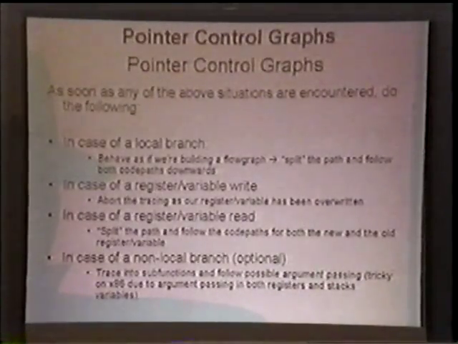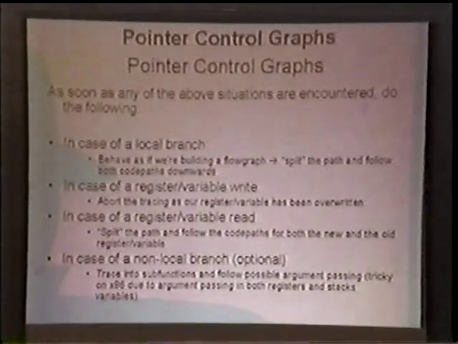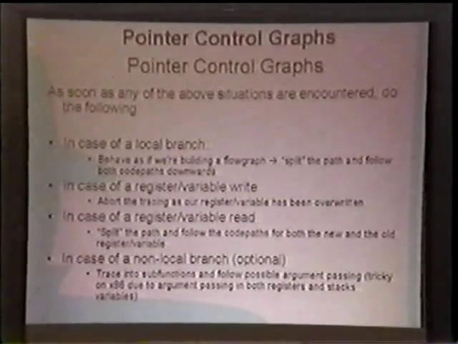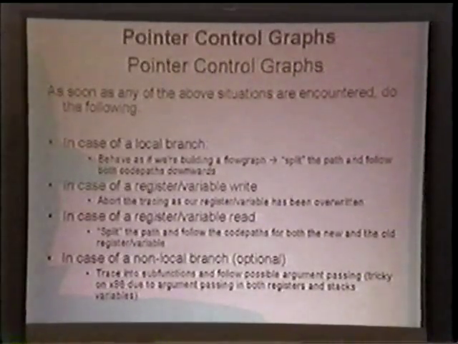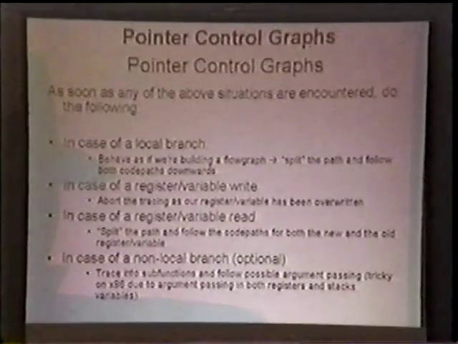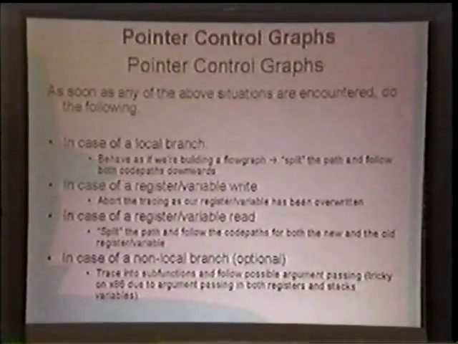And if you have a non-local branch, like a call, you can decide to recurse into subfunctions and see what's going on there. What is tricky on x86, though, is if you decide to recurse and somebody is pushing the pointer on the stack, you have to know, oh, my pointer's on the stack now, and the next function will probably take it as an argument and so on. The code to do that is really, really ugly. But you won't have these kinds of problems on SPARC or MIPS or whatever.